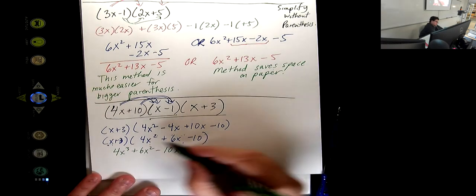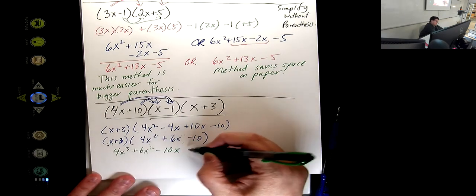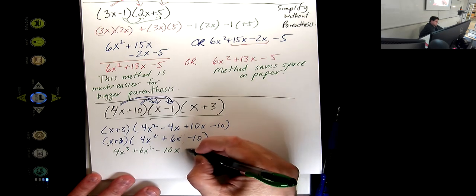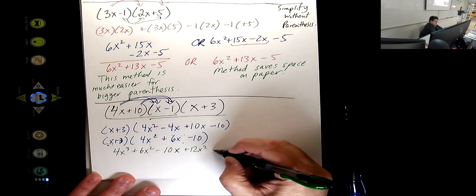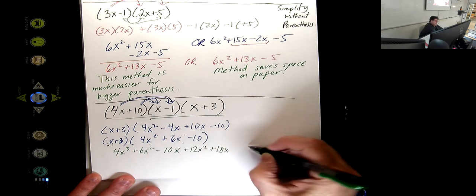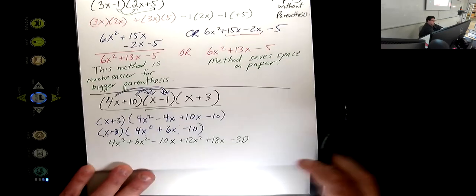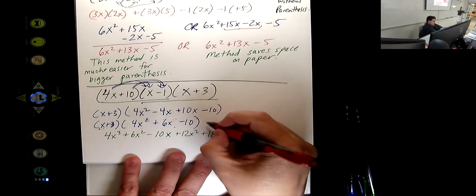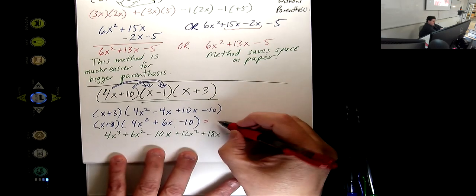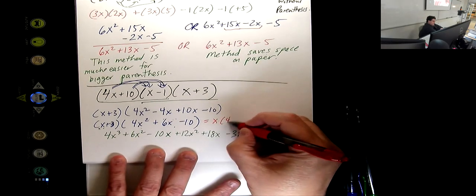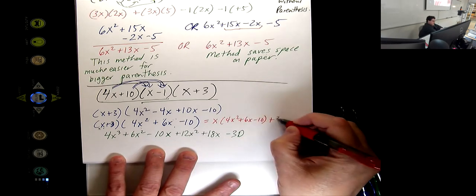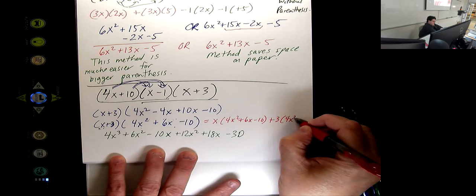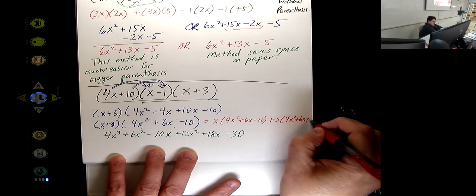And now the 3 is only hitting the coefficients. 3 times 4x squared is 12x squared. 3 times 6x is 18x. And 3 times -10 is -30. Another way of writing this before you get to this step is doing x times 4x squared plus 6x minus 10, plus 3 times 4x squared plus 6x minus 10.